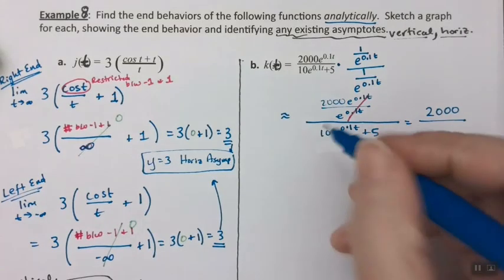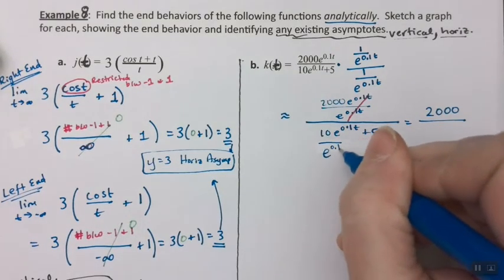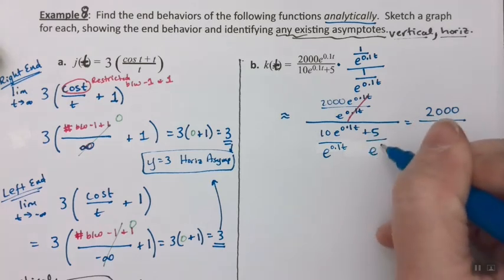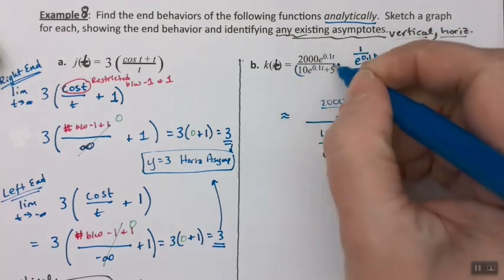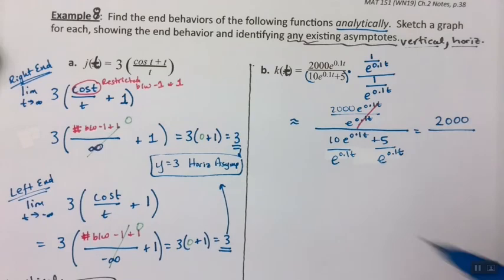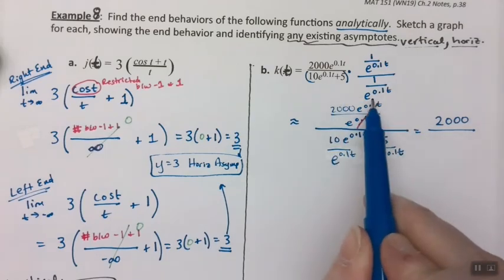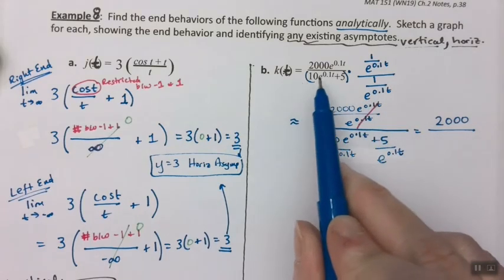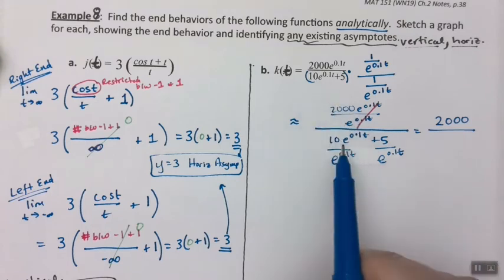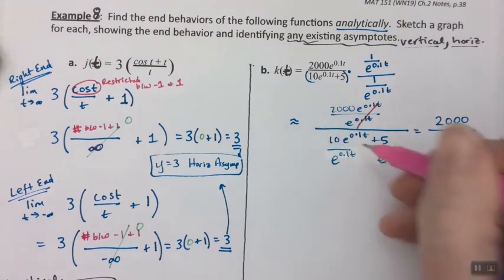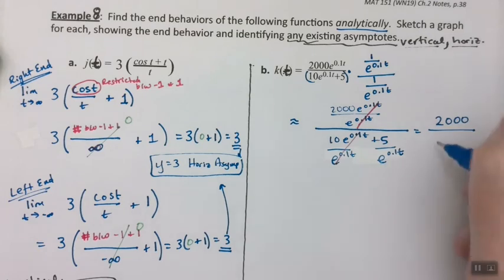So it's 10 e to the 0.1t over e to the 0.1t plus 5 e to the 0.1t, because you have to multiply both terms in that denominator times that e to the 0.1t. So that'll cause 10 e to the 0.1t over e to the 0.1t. Hello, those divide away again. So that's 10 plus 5 over e to the 0.1t.